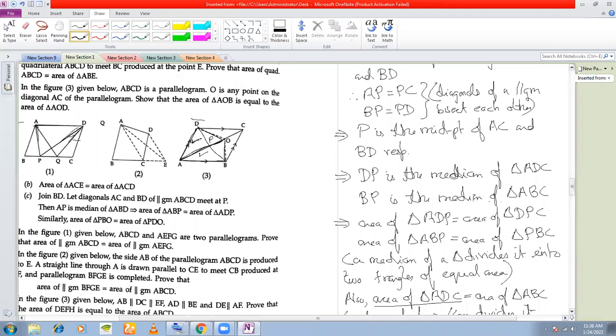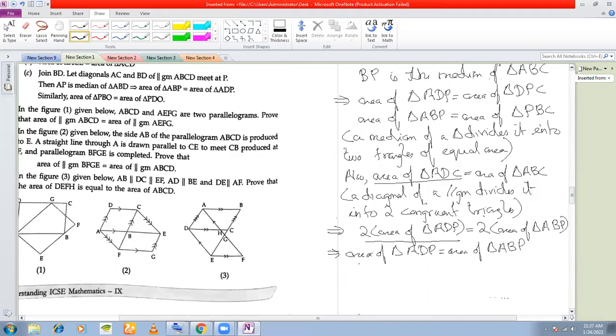Now if you consider this triangle here, can I say OP is the median of, not this triangle, sorry, if you consider this triangle DOB, can I say OP is the median of this triangle? Is P the midpoint of DB? P is the midpoint of DB, right? Yes, sir. So I can say OP is the median of triangle DOB, right?